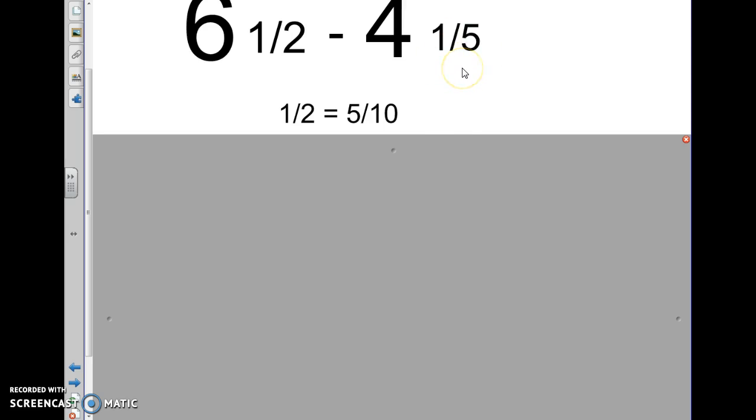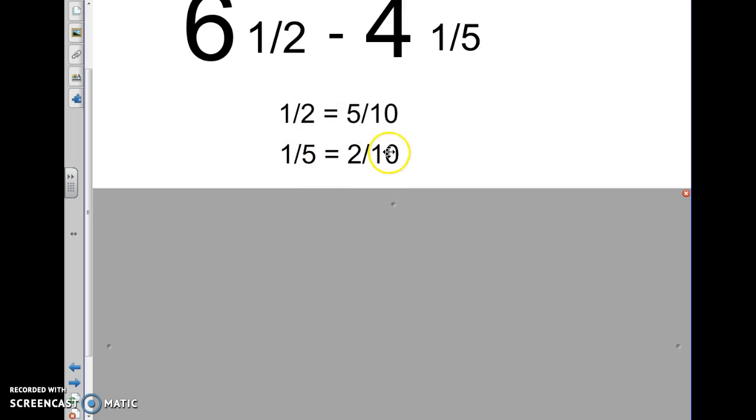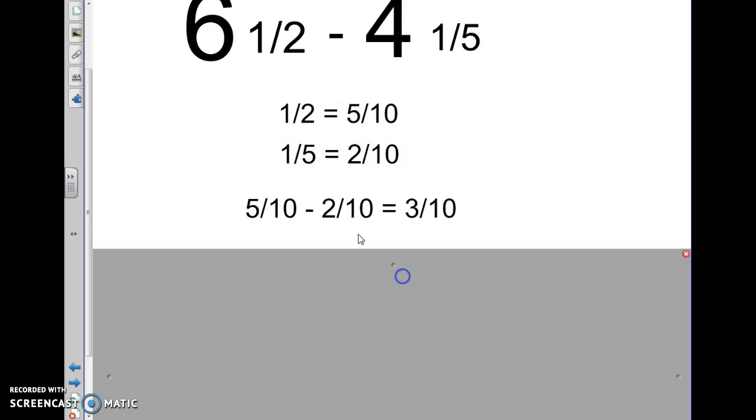And the 1/5 would be equal to how many tenths? It'd be equal to 2/10, because 5 times 2 is 10 and 1 times 2 is 2. So this part is 2/10. So I'm just going to be subtracting 5/10, which is the 1/2, minus 2/10, which is the 1/5. And that is going to give me 3/10.